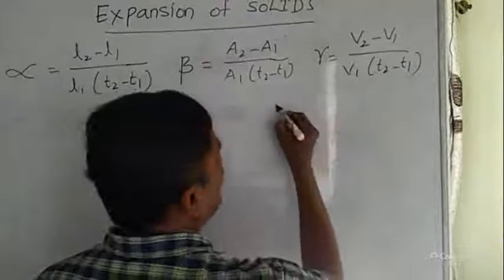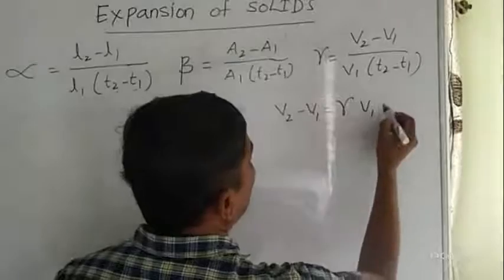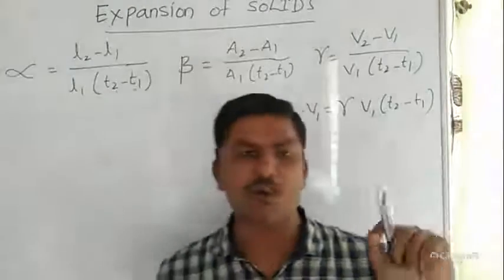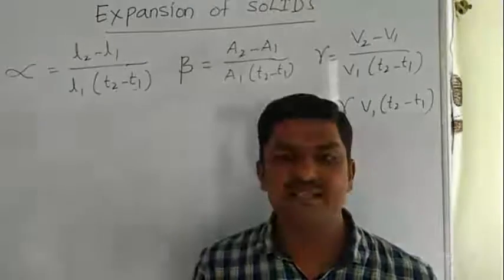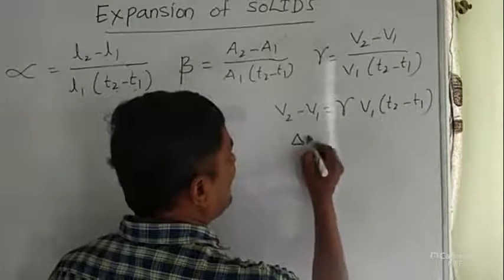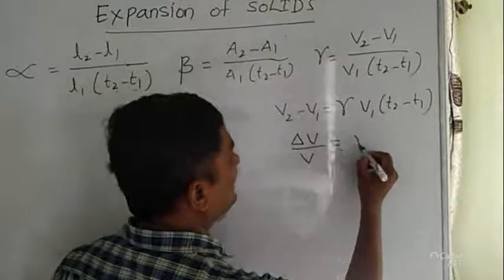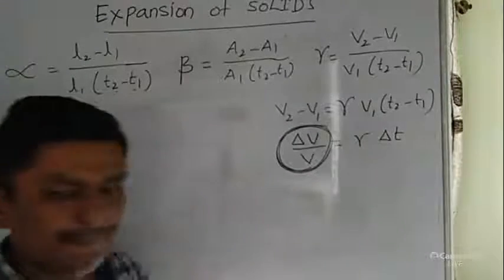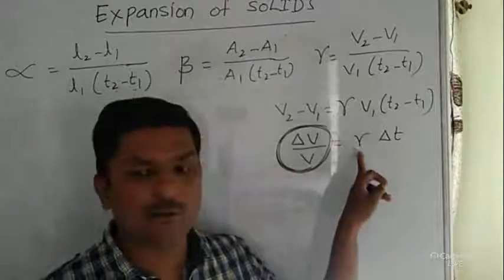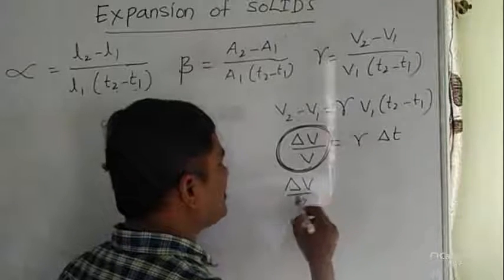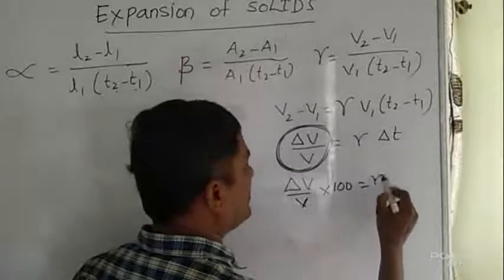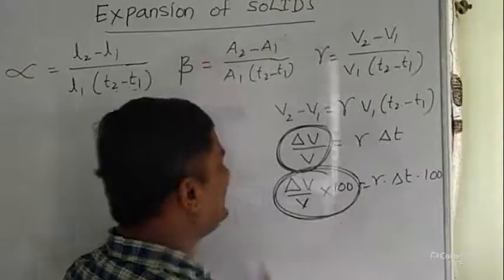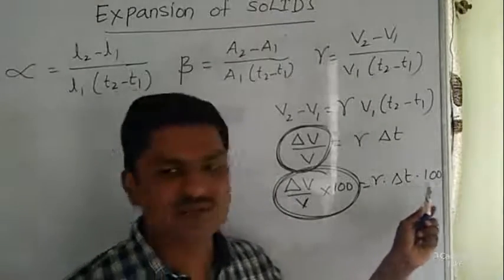From this I can write the change in volume, V2 minus V1, equals gamma into V1 into (T2 minus T1). Here V1 is the initial volume of the solid, V2 is the final volume, T1 is the initial temperature, T2 is the final temperature, and delta V is the change in volume. Delta V by V equals gamma into delta T; delta V by V is the fractional change in volume. The percentage change in volume, delta V by V into 100, equals gamma into delta T into 100.